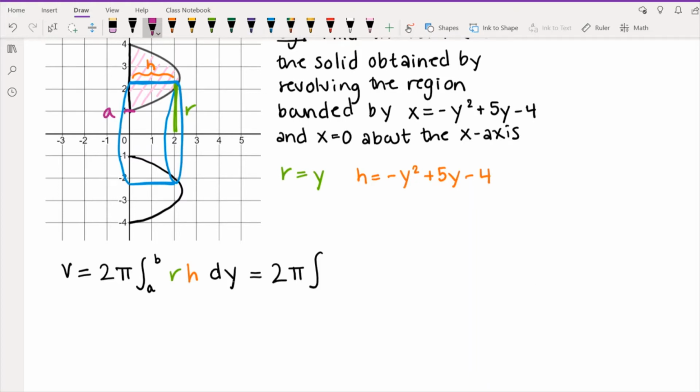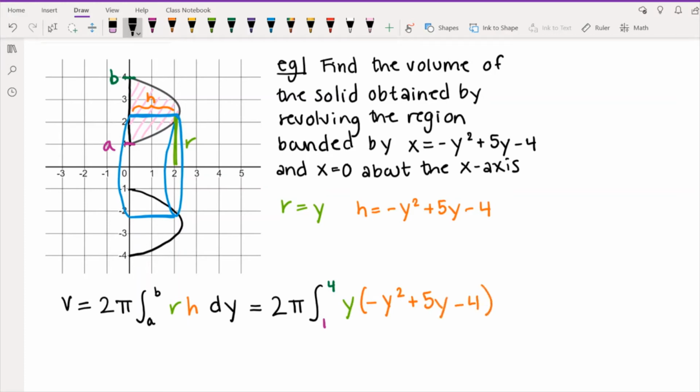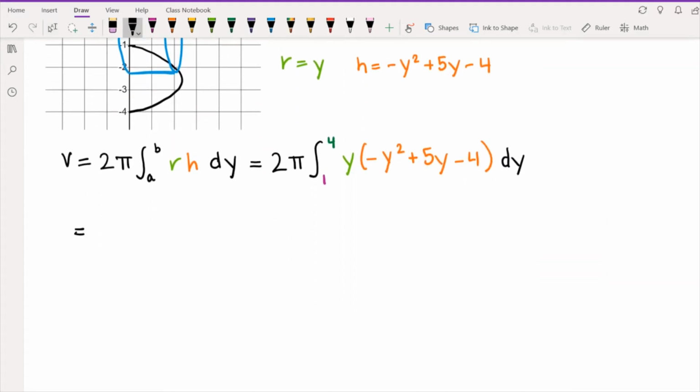And so we're doing the integral from 1 to, and then what is the end? Well, the last place you could draw a cylinder would be at a height of 4. And then we have the radius is equal to y, and then the height was equal to all of this, negative y squared plus 5y minus 4. And then we're integrating with respect to y. Okay, so let's multiply this out and actually evaluate our integral. So we're going to have the integral from 1 to 4 of negative y cubed plus 5y squared minus 4y.